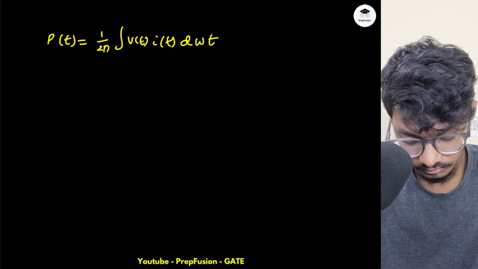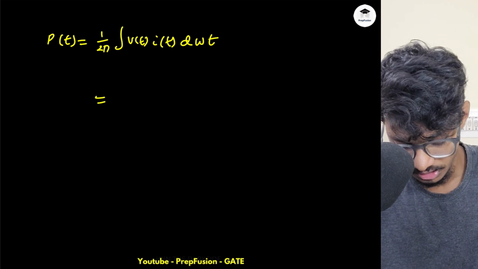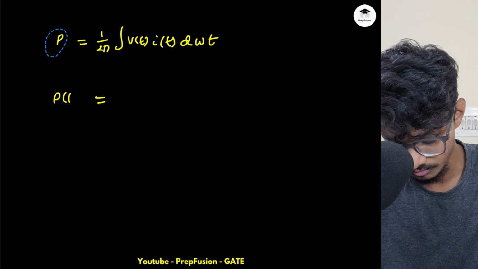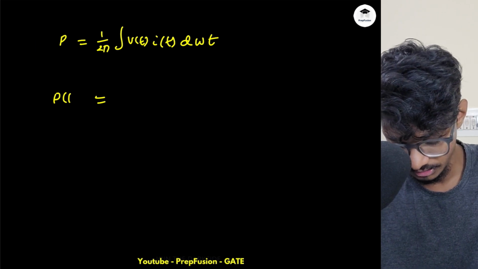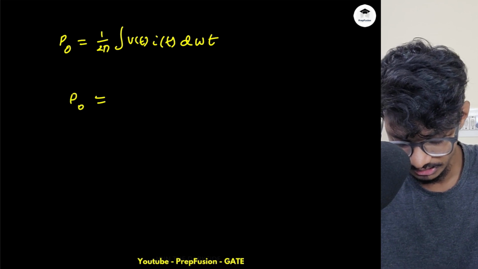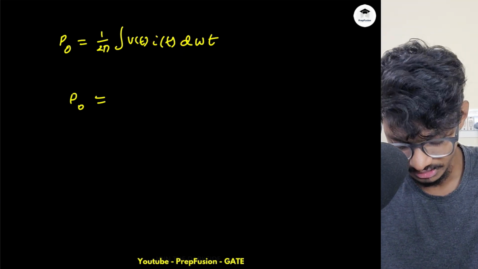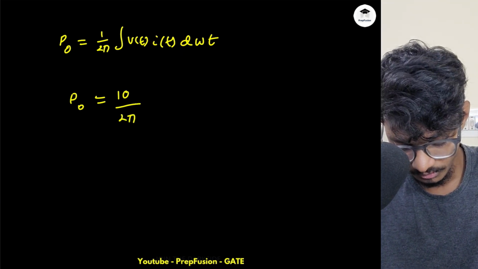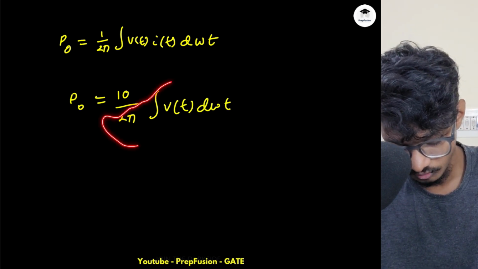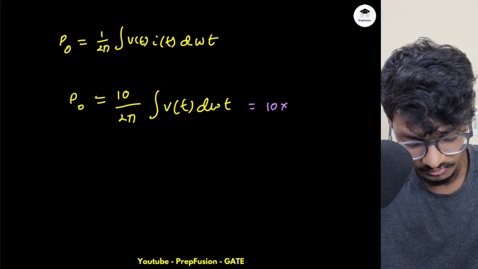So here, what is my I of t? I of t is constant. So I can write not P of t actually, but total power consumed, that is PO. So PO equals, I can take this I outside, because this is constant, value 10. So this will be 10 divided by 2 pi integration of Vt d omega t. Now what is this thing? This is simply V average, so I can directly write this as 10 times V average.